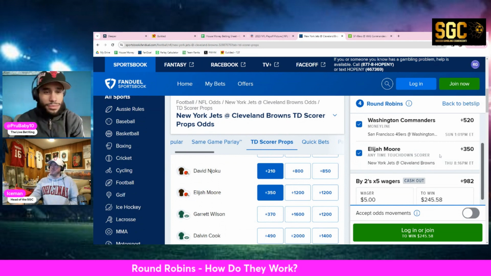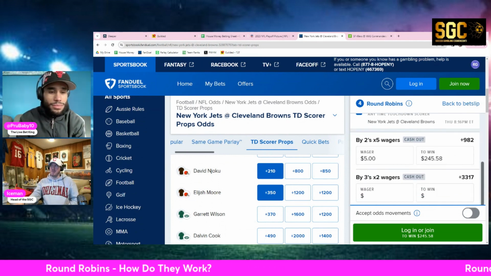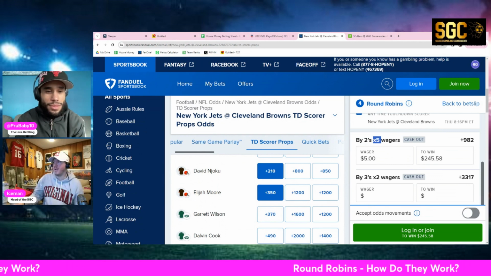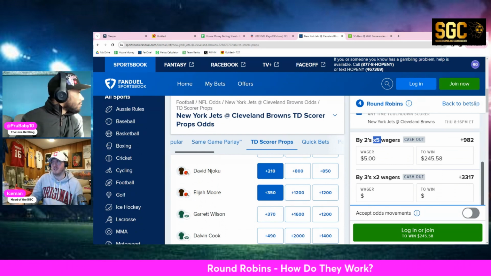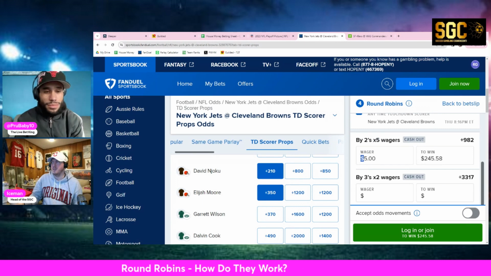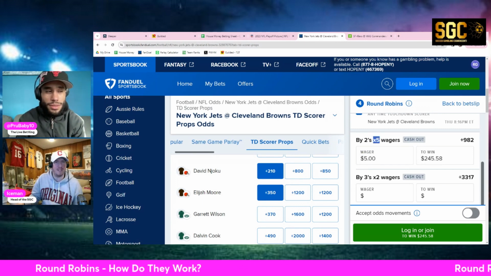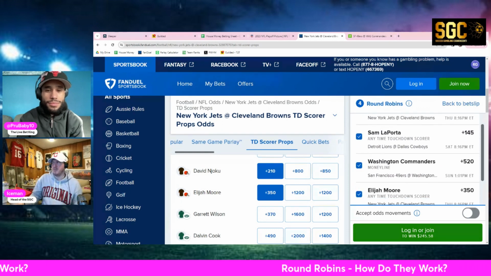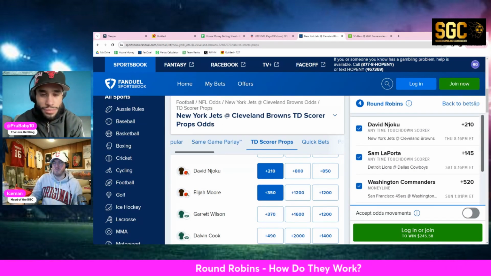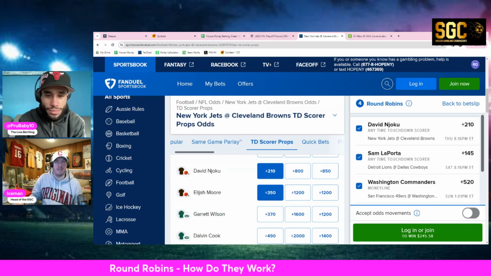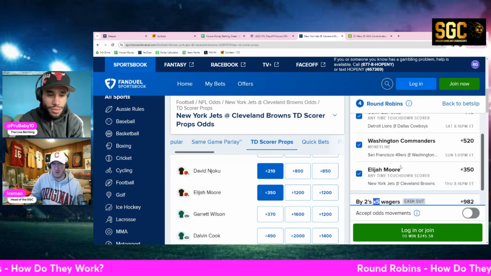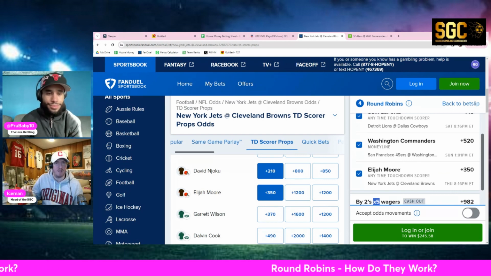So you have options over here now of by 2s, but you've got 5 different combinations that you can bet on. So your wager at this point is going to be $25. It's your $5 wager, but you're placing 5 different bets because there are 5 different combinations it's allowing you to have. But there should probably be 6 combinations, because again, the Njoku and Elijah Moore combination is not being bet on in a round robin.